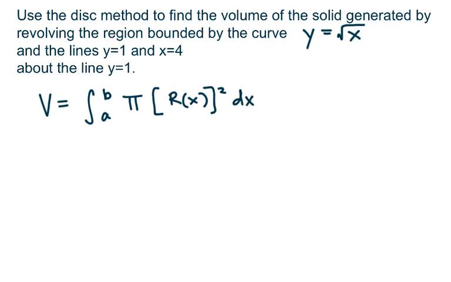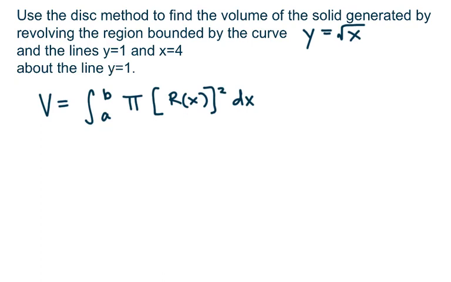And when we're using the disk method, and we're rotating about a horizontal line, so we're going about y equals 1, that means we would need our variables in terms of x. Now, if we were rotating about a vertical line, say x equals 1, then these variables would need to be y. And we would refer to those as c and d. But that's not the case here, so I'm going to erase that.